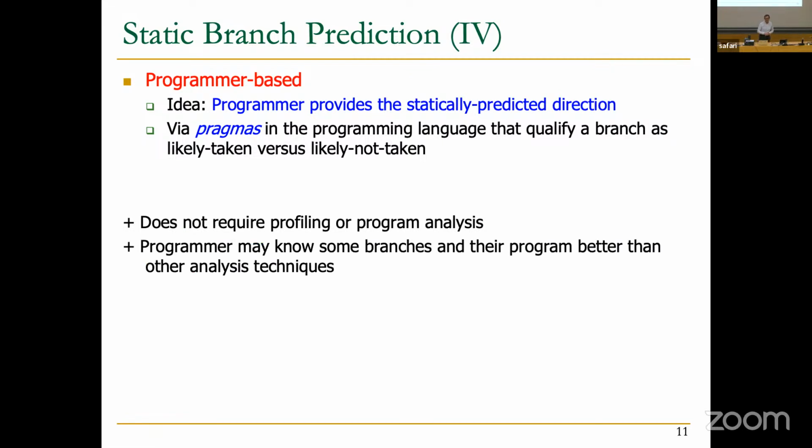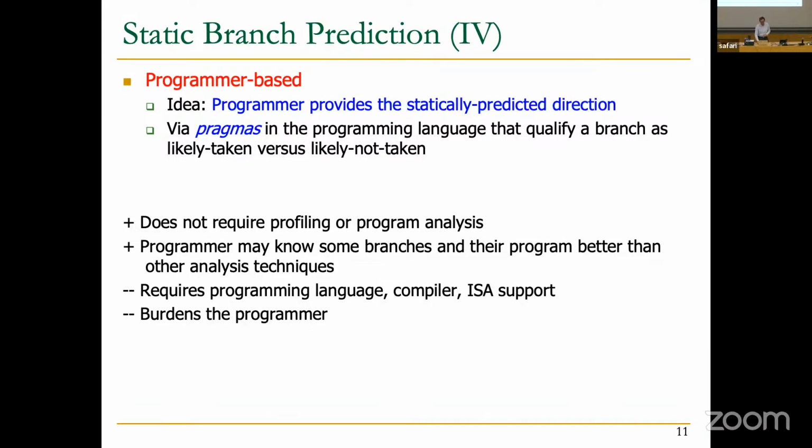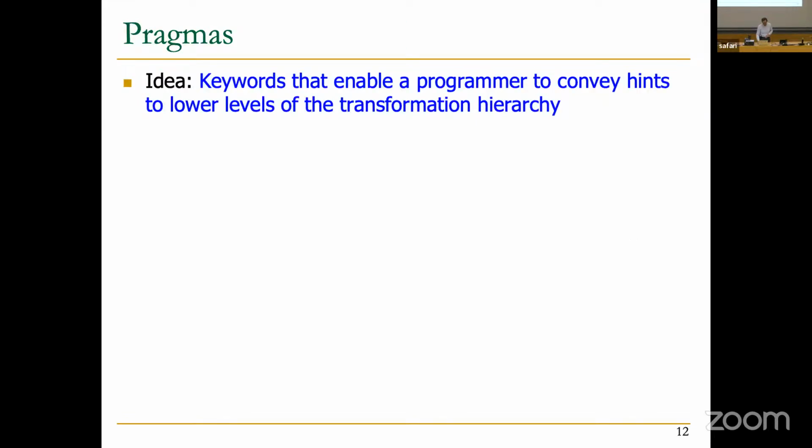And programmer may know some branches, their own program and its potential behavior, better than other analysis techniques if they know what they're doing, right? But they may not also know if it's data dependent, right? Because programmer doesn't know which input will be fed to the program as well. So the downside of this is it requires support across the stack, including programming language and the compiler and the ISA. So this is actually an interesting technique. And perhaps other big downside is it burdens the programmer. So average programmer doesn't want to deal with this clearly, but even expert programmers may not have time to deal with this also. So let's take a look at these pragmas.